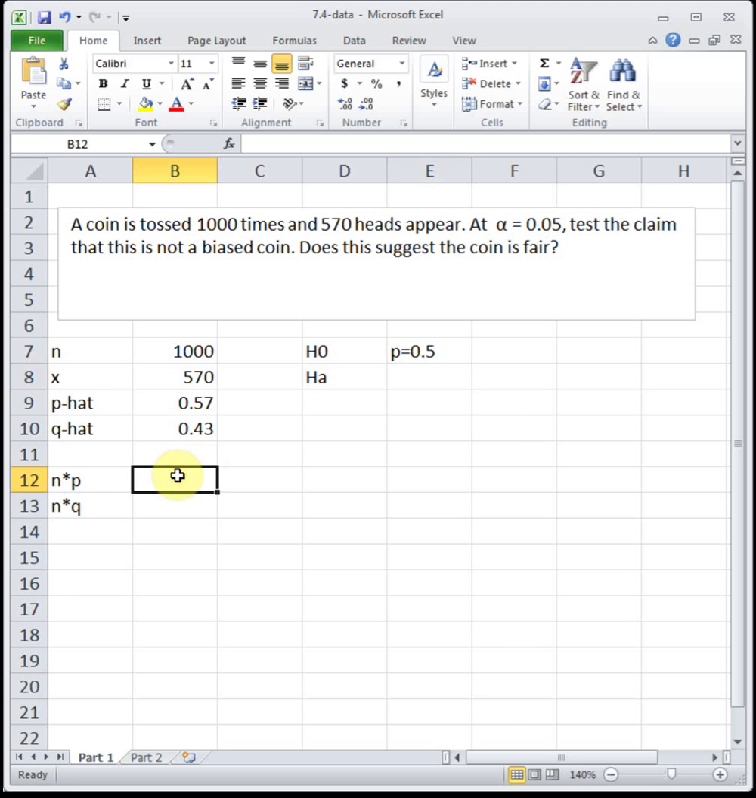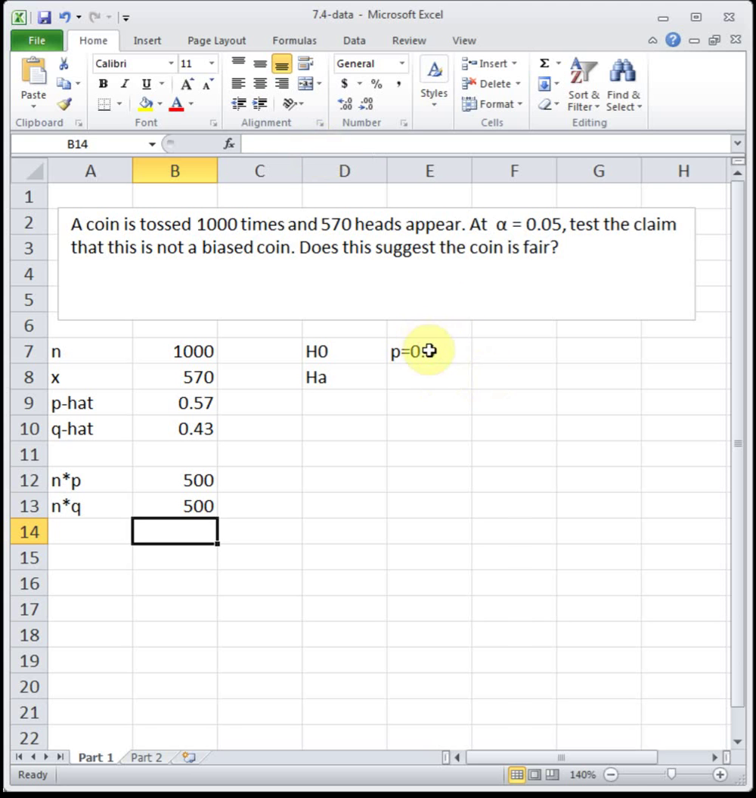So when we test n times p, that's going to be 1,000 times 0.5, which is 500, that's fine. And then q is also 0.5, so n times q is going to be 1,000 times 0.5, not times 500. Alright, so n times p and n times q are both greater than or equal to 5, so we're good.